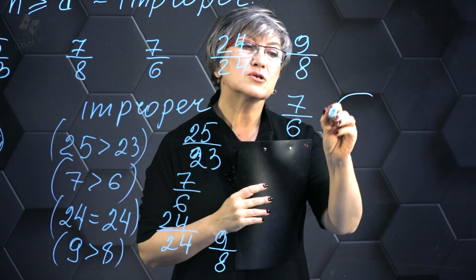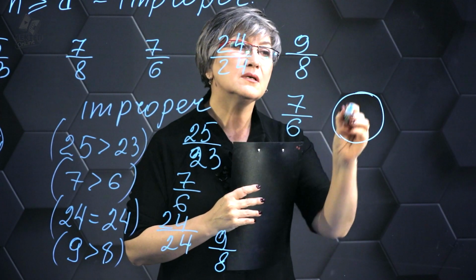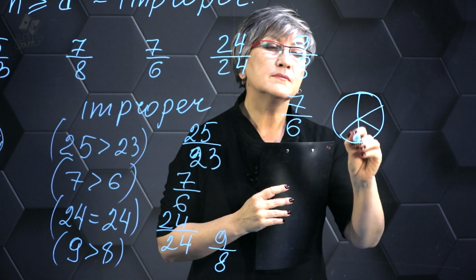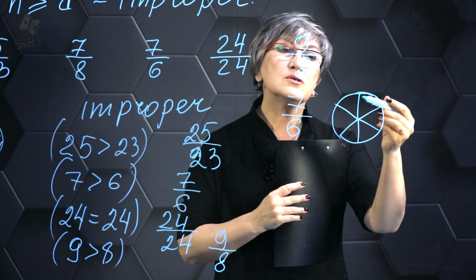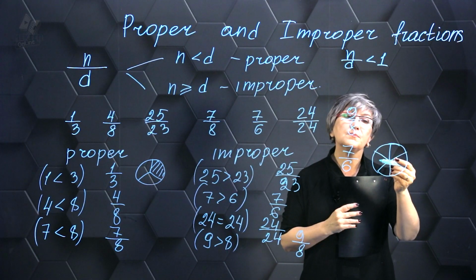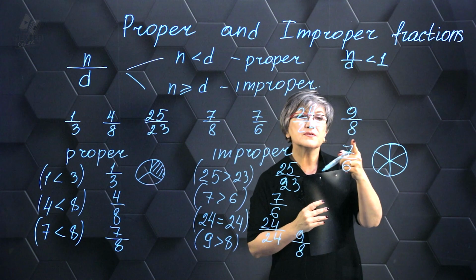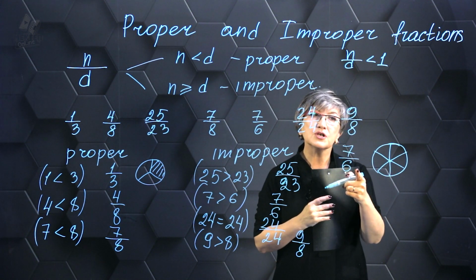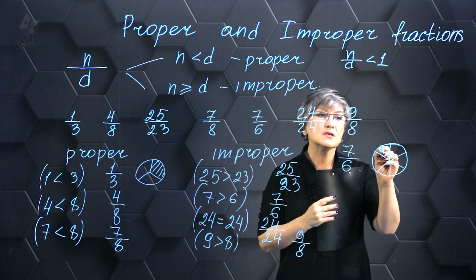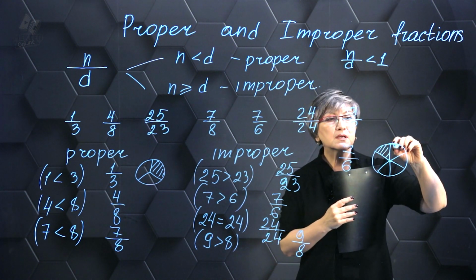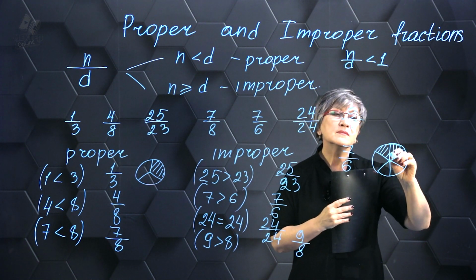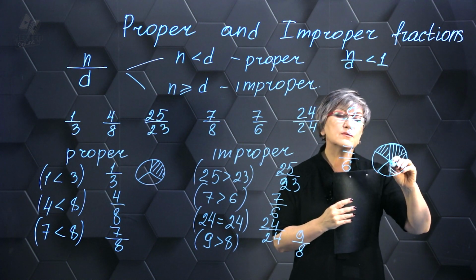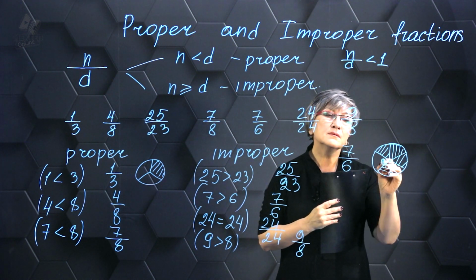7/6. We take our favorite pizza and divide it into 6 equal parts. And as a result, I have 1, 2, 3, 4, 5, 6 parts. And I need to take a total of 7 parts. Well, how does that happen? I only have 6 pieces, but I need to take 7 pieces.